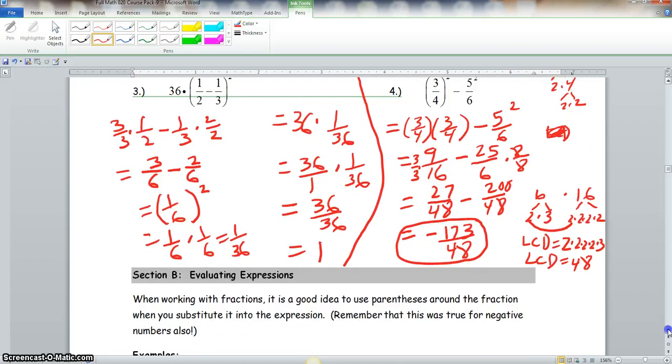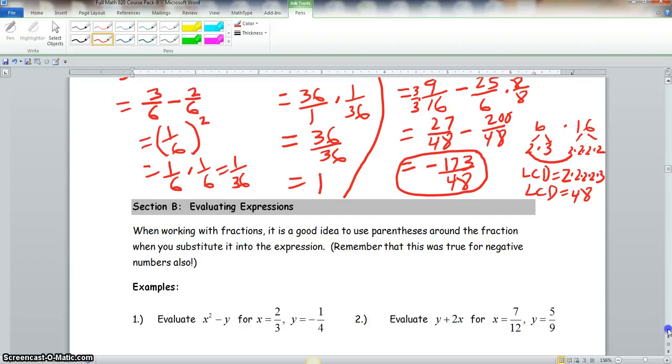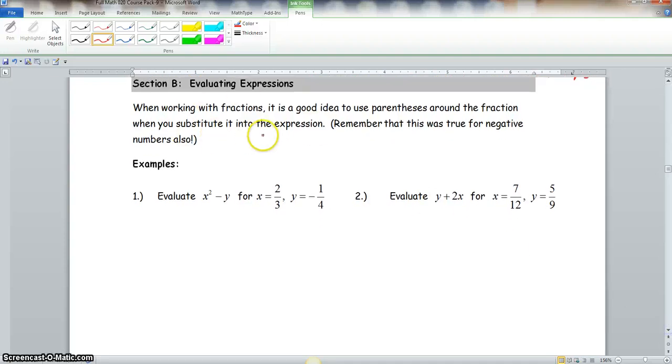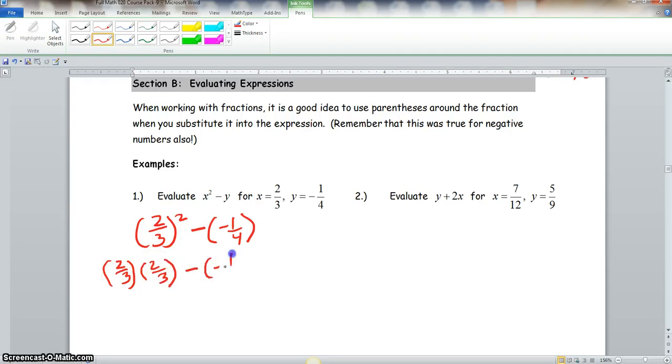Now we scroll down here to section B, evaluating expressions. When working with fractions, it is a good idea to use parentheses around the fraction when you substitute it into the expression. Remember that this was true for negative numbers also. Now we have evaluate x squared minus y. Now they tell us x is 2/3 and we square it, minus y is a negative 1/4 and we put that in parentheses. Now we would take 2/3 squared. We know 2/3 squared is the same as 2/3 times 2/3, then minus this negative 1/4.